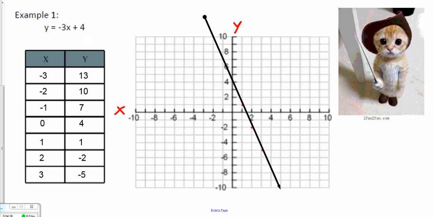Connect them like that, and now we have graphed our line. Now I'm going to show you a quick way to do that using the equation. You can always use a table. You can also use your equation.